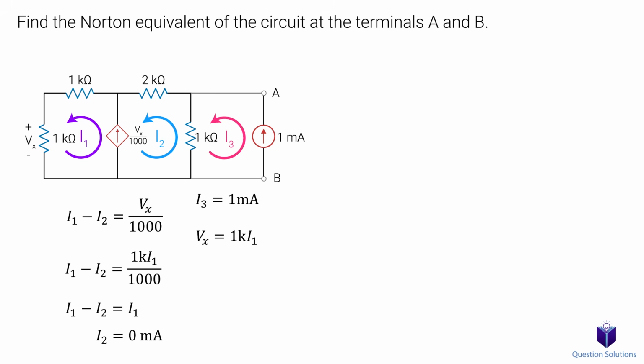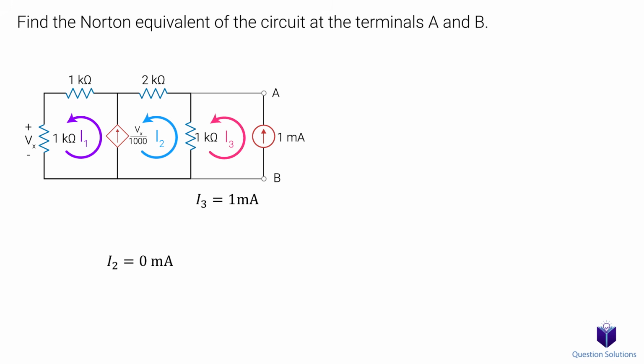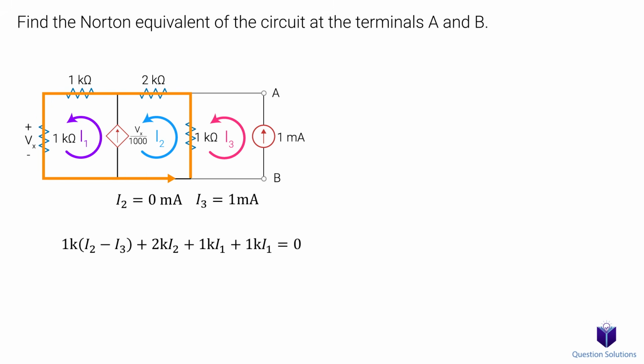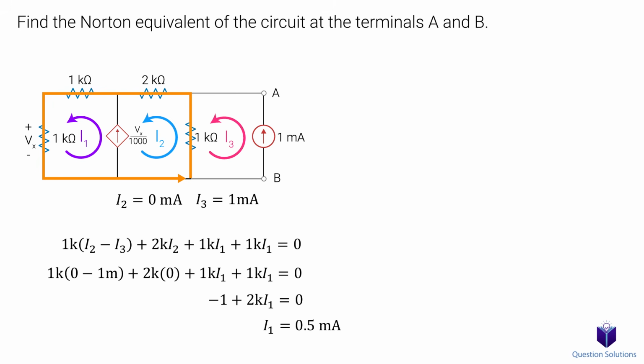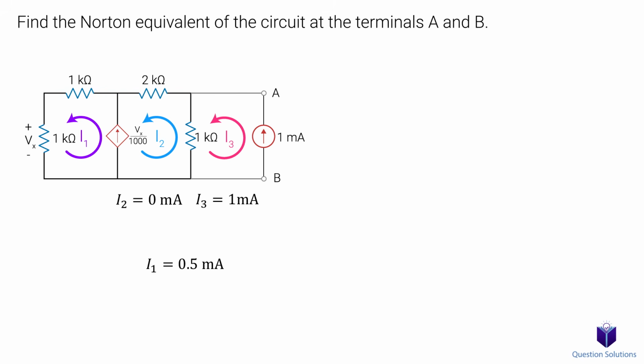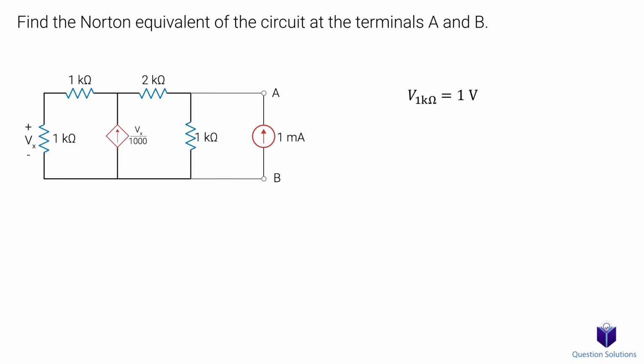We can stop here because that's all we need to solve this problem, but let's figure out I1 for the fun of it by writing a loop equation for this loop, and we will go counterclockwise. Let's plug in both I2 and I3 values we found earlier. We can now solve for I1. We get 0.5 milliamps. Anyways, now that we know I2 is 0, then the voltage in this resistor is just 1K ohms multiplied by I3, which gives us 1 volt. That's the voltage between terminals A and B.